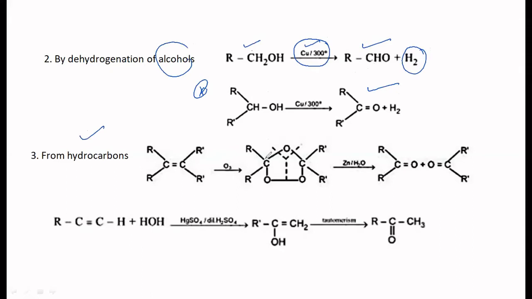Then from hydrocarbons, especially from alkenes, ozonolysis. There is oxidative ozonolysis and reductive ozonolysis. In oxidative ozonolysis, we use zinc and H2O2. H2O2 is an oxidizing agent, so this is going to oxidize. If an aldehyde is formed, it will be oxidized to acid. Therefore, in oxidative ozonolysis, you will not get aldehydes, you will end up getting acids. But if it is a ketone, that will remain a ketone, whether you use oxidative or reductive ozonolysis.